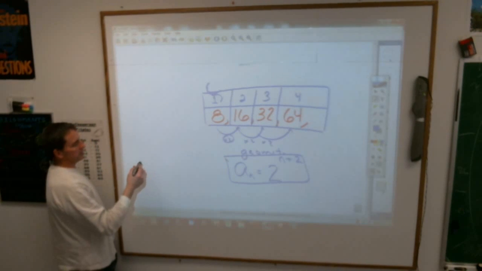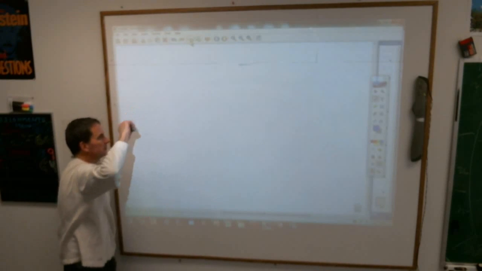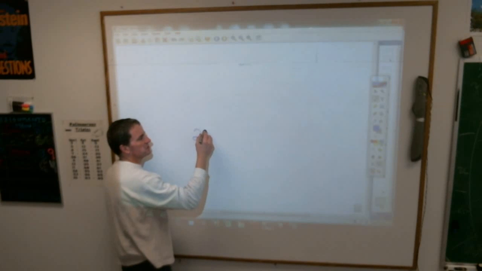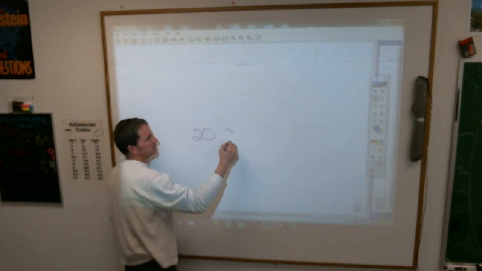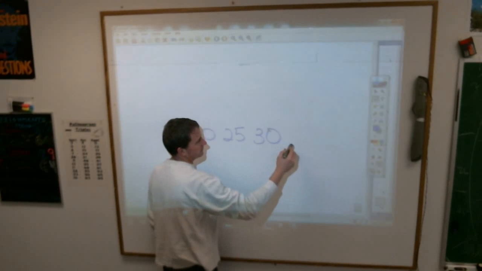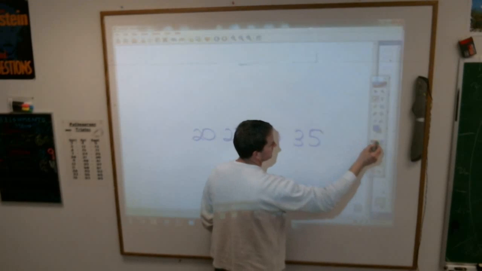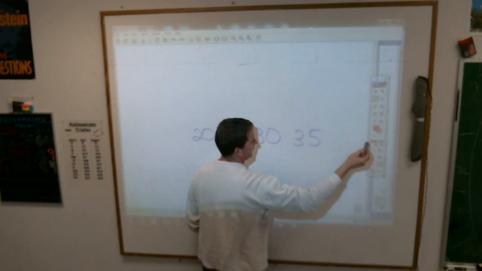How about this sequence? How about one more, because I can tell you're mesmerized. 20, 25, 30, 35. Try to find the formula for that.